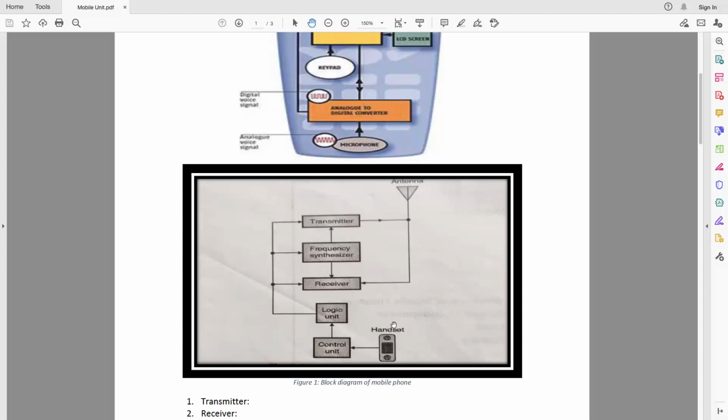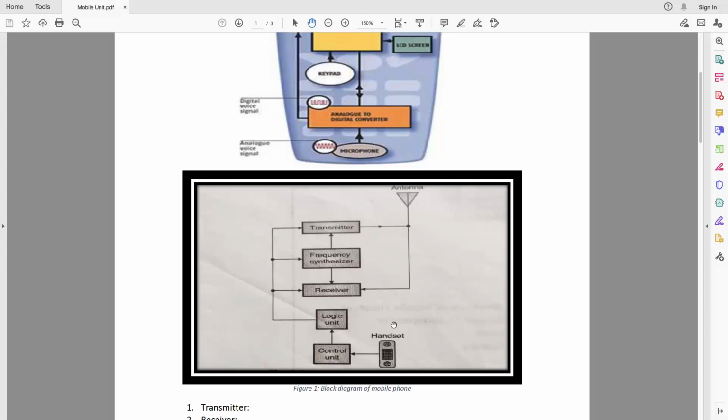Then the control unit. So what is the control unit? The control unit is mainly responsible for controlling the physical hardware, whether it is the display, the microphone, or the speaker. The controlling of hardware is carried out with the help of the control unit.